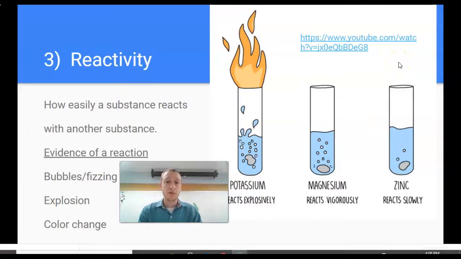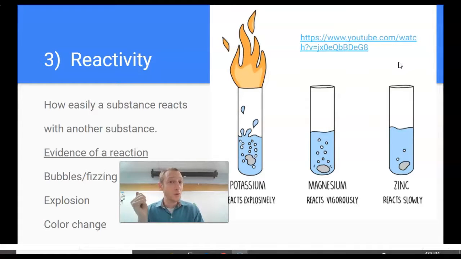Okay, so now that we know what flammability is, let's move on to reactivity. This is number 3 in your notebook. And reactivity really just is talking about how easily a substance reacts with another substance, right? When you put two things together, does anything happen? If nothing happens, it's not reactive. It's not a reactive element or type of matter.